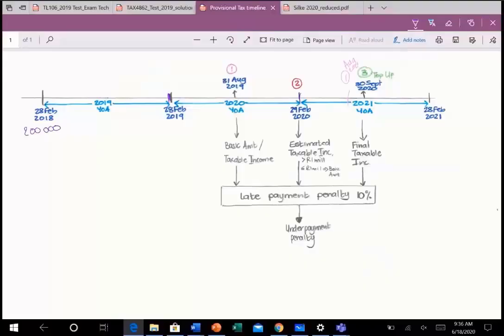I don't need to do anything. I don't need to adjust that basic amount. I can literally just use the 200,000, work out the tax on that and pay 50% of it because I am halfway through the year.